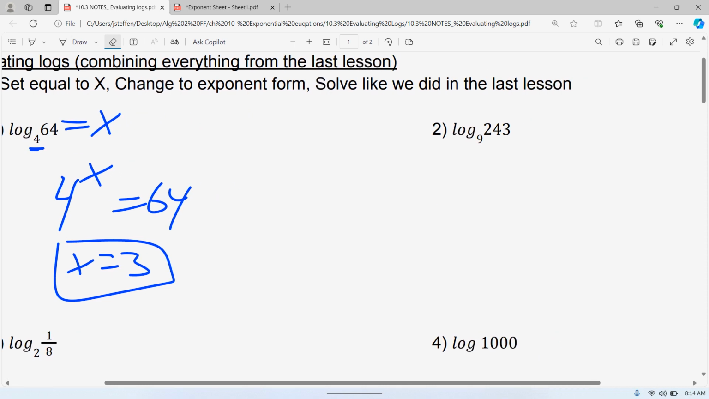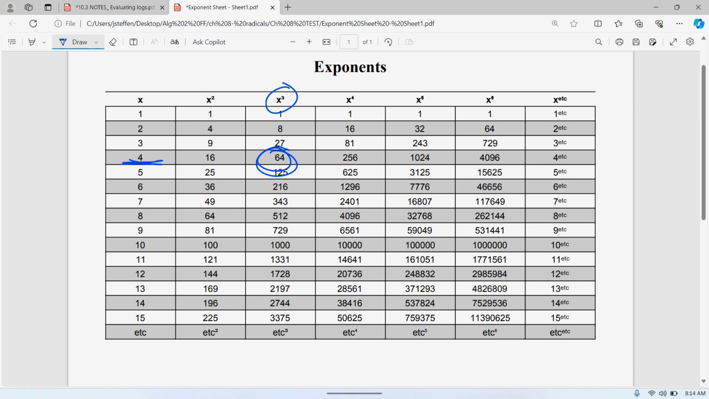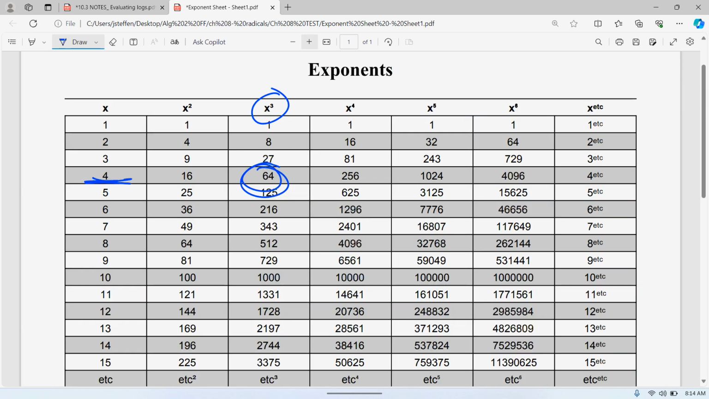So number 2, same thing. This is going to be equal to x. So 9 raised to the x is equal to 243. So again, I go to the exponent sheet. 9 raised to the x is 243. If you go down the line with number 9, there is no 243. I start with 9, I go down the line, it gets to 729. Obviously, it's just going to get bigger. So there is no 243.